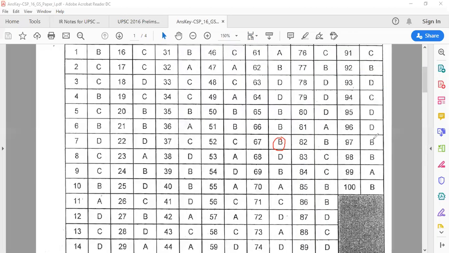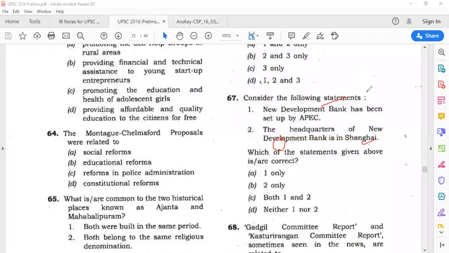Headquarters is in Shanghai. It has come into existence after the Fortaleza Declaration. Fortaleza is in Brazil. Fortaleza Declaration, which happened in 2014. And the capital is shared equally. Generally, we feel that China is the richest nation among the BRICS nations. So China will be giving more. No, capital is equally shared in NDB. Capital is equally shared. This is very important.